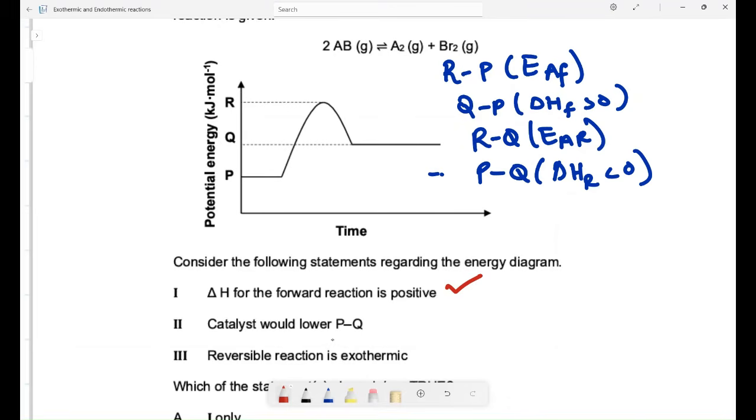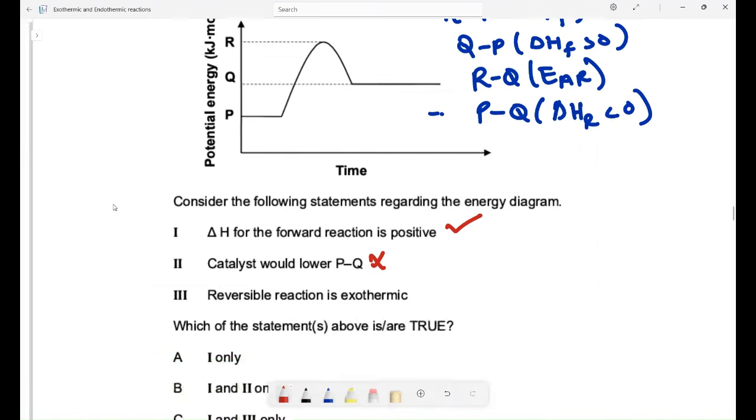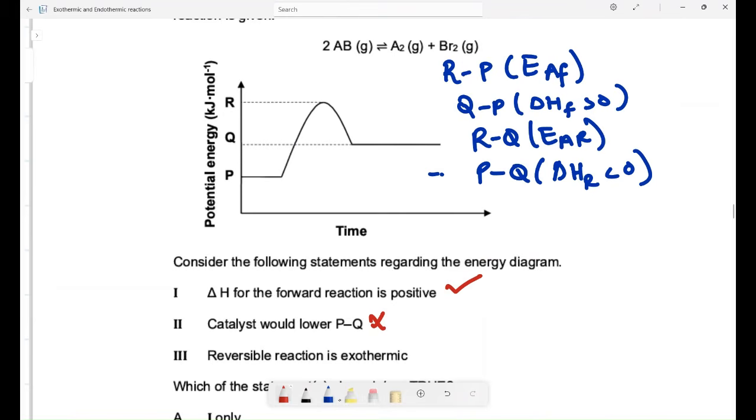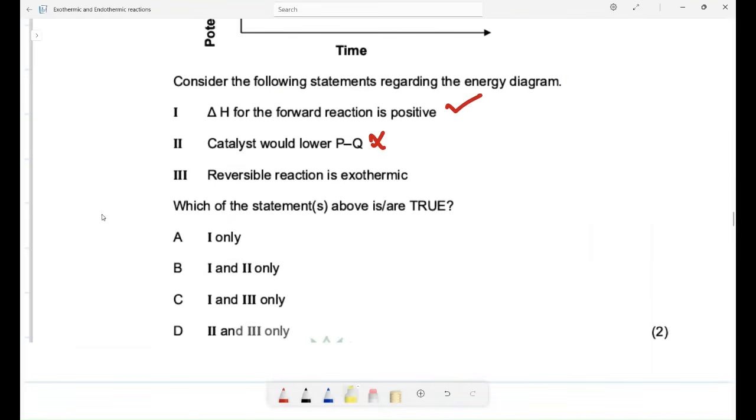Catalyst would lower PQ. Can you see that PQ is the change in H? So remember, what does the catalyst do? It only changes the activation energy. So in this case, it is wrong. Catalyst does not affect PQ, which is our change in H. Reversible reaction, it is exothermic indeed, because the forward reaction is endo, so the reverse reaction will be exo. So this one is correct.